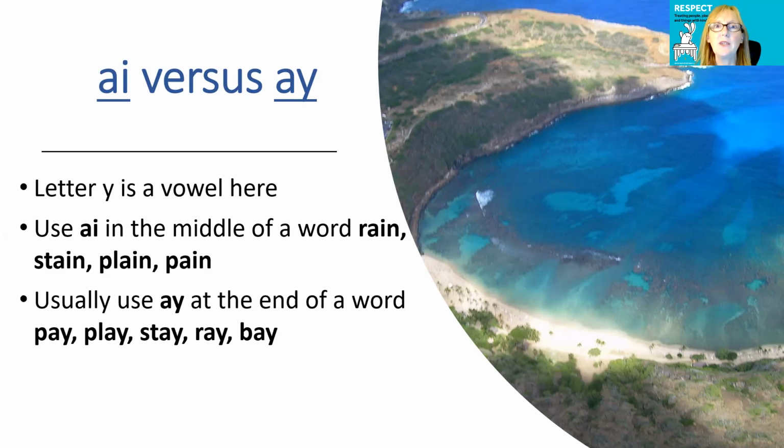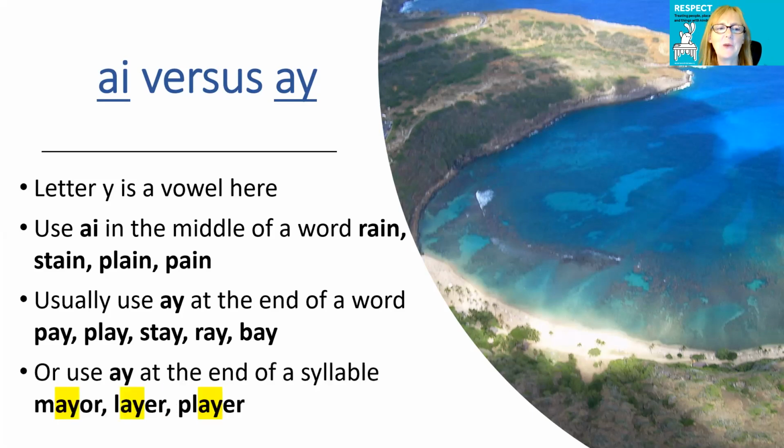Now, usually we're going to use AY at the end of the word, like in pay, play, stay, ray, bay. Very clearly, if you hear the A at the end of a word, you're going to use AY. This is bay, this picture of the bay here that I got for you. Or you also can use AY at the end of a syllable. So if you notice back to AI, those are one-syllable words: rain, pain, plane, stain.